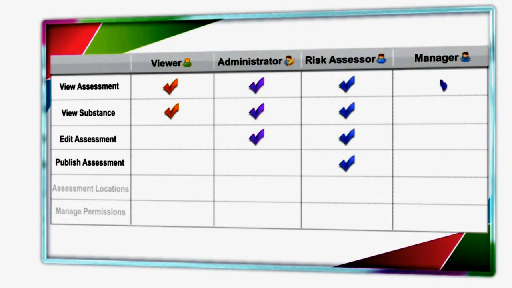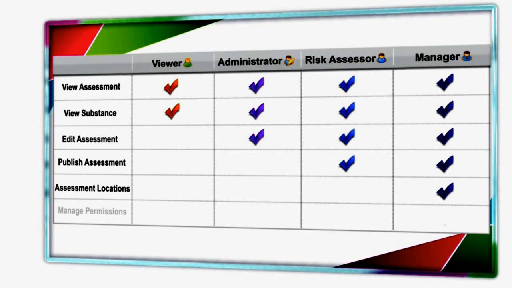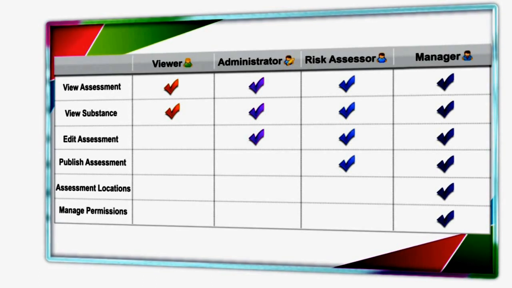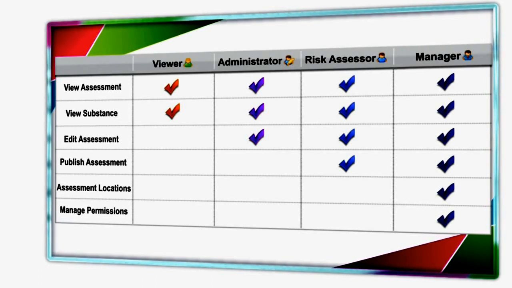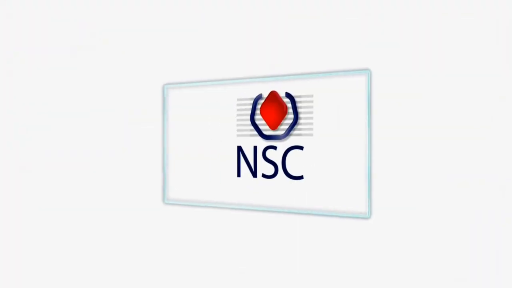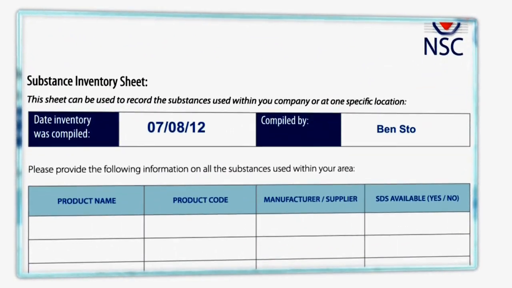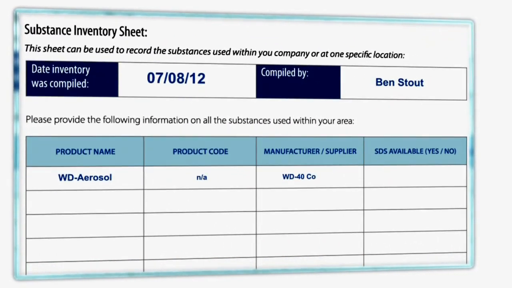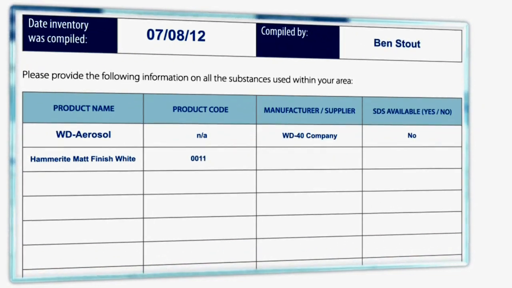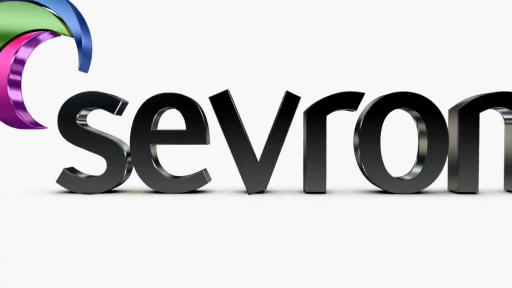A manager has overall responsibility, being able to complete all other user functions with the addition of creating locations and managing user permissions. When a manager, risk assessor or administrator logs in, they can immediately begin the risk assessment process. Those users that hold hazardous substances will be able to use a simple substance inventory form to identify the substances they store, use and need to dispose of within their workplace.